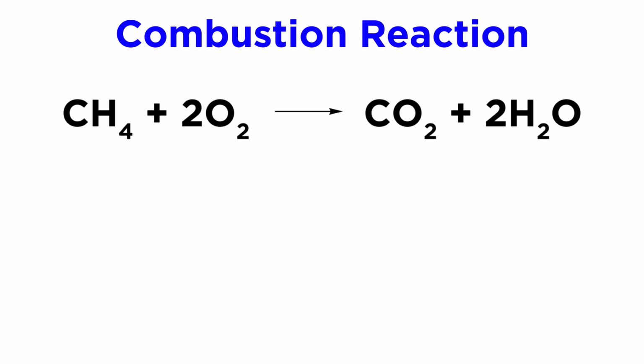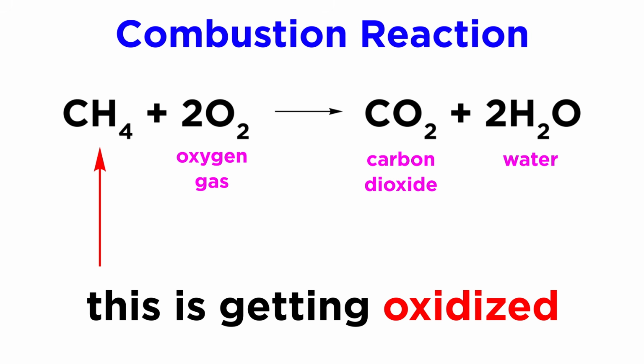An important subclass of redox reactions we should be able to recognize is the combustion reaction. This is when a species reacts with oxygen gas to generate water and carbon dioxide. The thing that reacts with oxygen is always getting oxidized, and spotting oxygen gas as a reactant is an easy way to recognize this type of reaction.